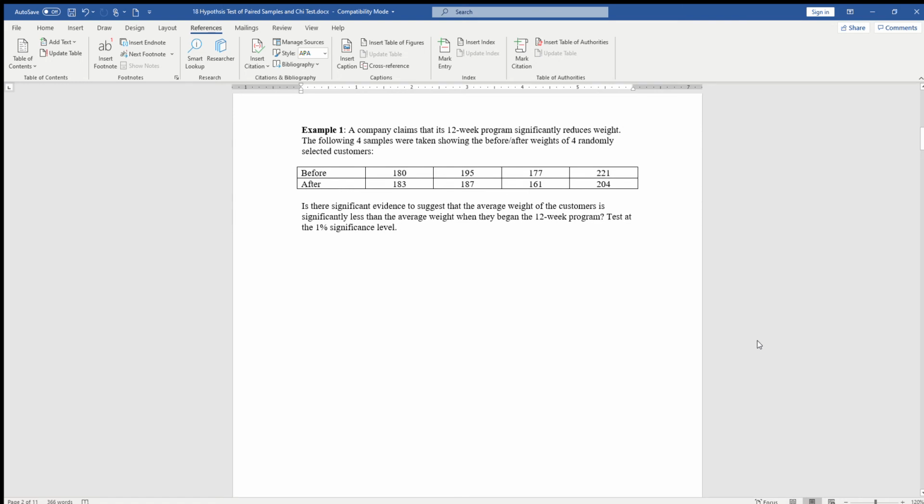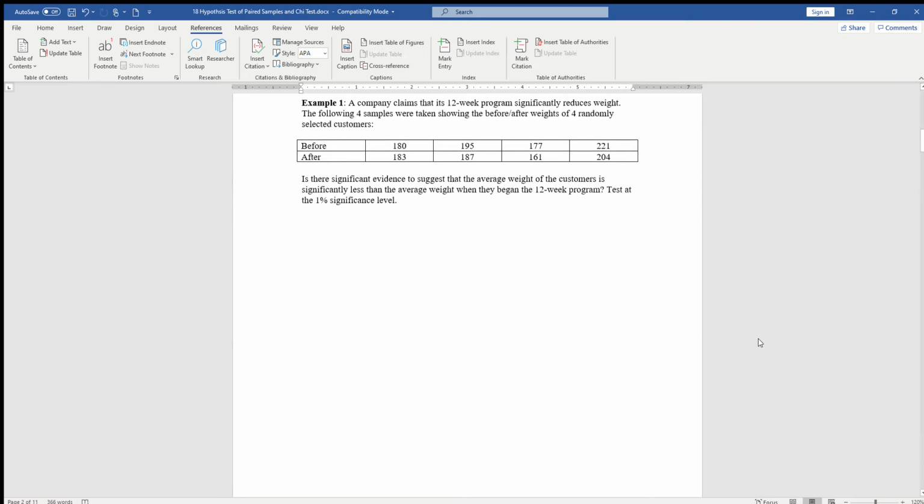So let's say a company claims that its 12-week program significantly reduces weight. The following 4 samples were taken showing the before and after weights of 4 randomly selected customers. Is there evidence to suggest that the average weight of the customers is significantly less than the average weight when they began the 12-week program? We're going to test at the 1% significance level.